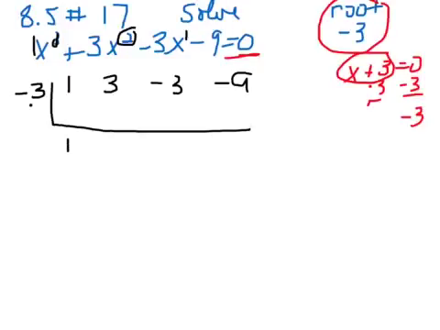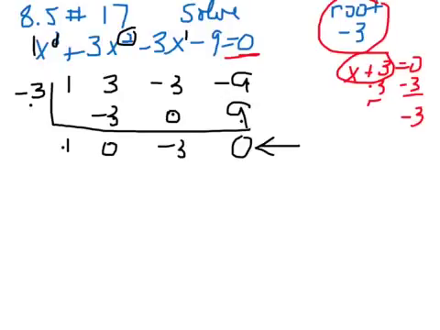Drop your 1. Negative 3 times 1 is negative 3. 3 plus negative 3 is 0. 0 times negative 3 is 0. Negative 3 plus 0 is negative 3. Negative 3 times negative 3 is a positive 9. And negative 9 plus 9 is 0. Now, because this was a root, the factor x plus 3 actually divided in evenly. They told me that ahead of time, and they actually gave me that number. I knew this was going to be 0 because it went in evenly.